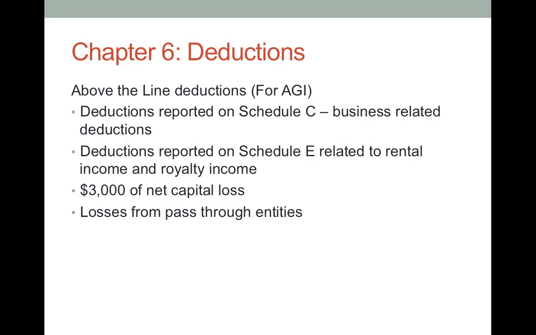Any deductions that you report on Schedule C, any of your business-related deductions, those reduce your Schedule C income. You deduct those as above the line. Any deductions related to rental income or royalty income, you're deducting those on Schedule E. Those are above the line deductions. $3,000 of your net capital loss, again, don't worry about that too much, but that would be an above the line deduction. Any losses that you're reporting from a partnership or an LLC, again, don't worry about that too much, but those would also be above the line, okay? These are all things you get to deduct before arriving at your AGI.